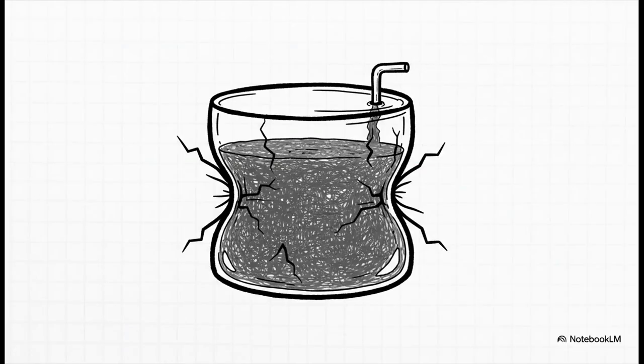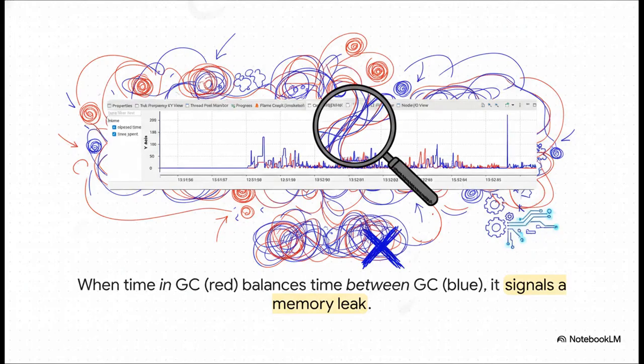And for our last case, we're tackling one of the most feared villains in all of software development, the slow, silent memory leak. This is where your app just keeps eating up more and more memory until eventually it just crashes. The way Node Compass finds this is so smart.